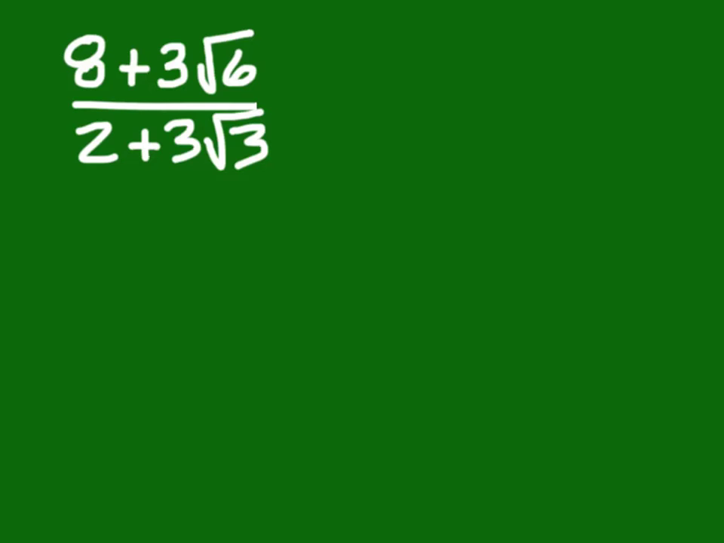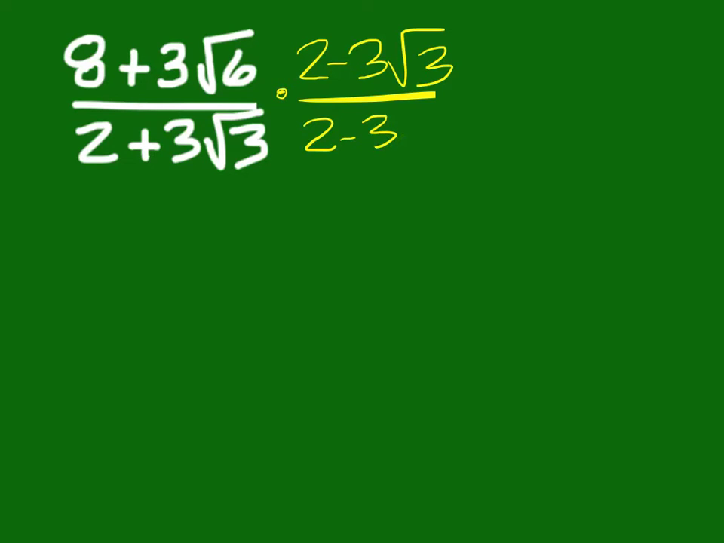Example 2. Look at your square roots. They are 6 and 3. They're already simplified, so you don't have to touch that. So multiply the top and the bottom by 2 minus 3 square root of 3, because it's the same quantity as that except for the sign.